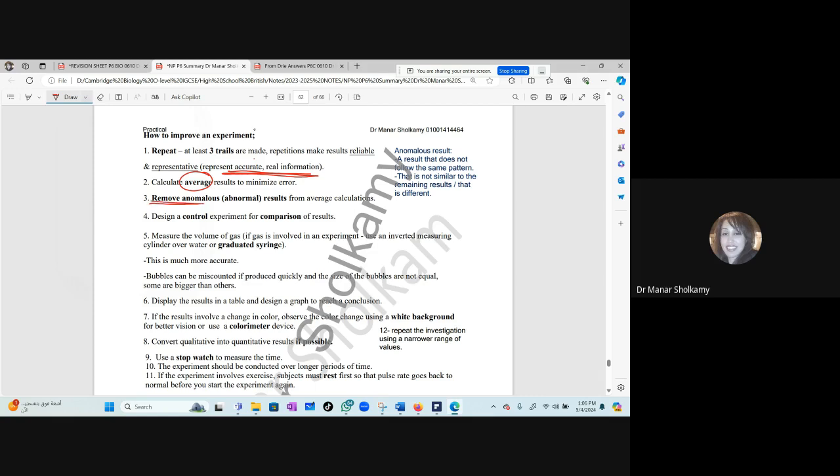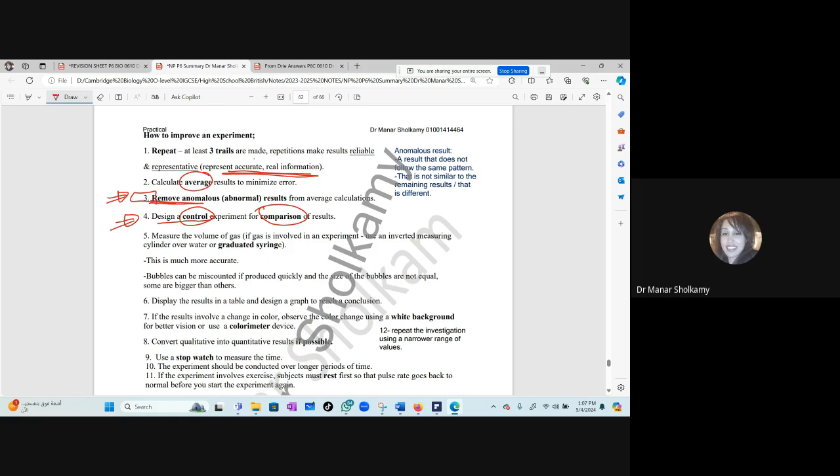I'm going to remove anomalous results. This is going to come a lot. Okay. I will remove anomalous results, or the abnormal or the different results, from my calculation, especially the average calculations. I can design a control experiment to compare. Always, the control is for comparison. If I have an investigation that involves any living organism like a plant, I'm going to remove the plant or boil the plant, or a potato. I will remove the potato or boil the potato.